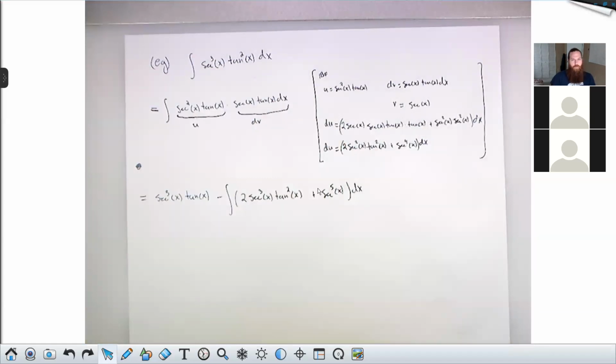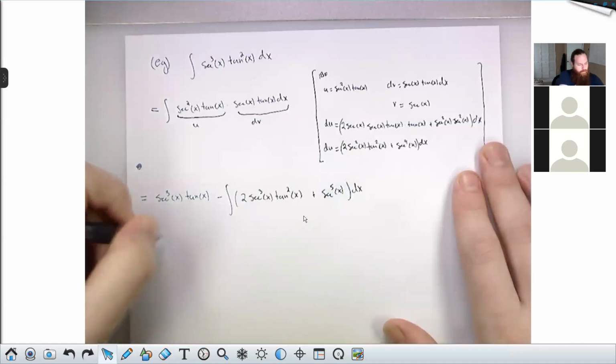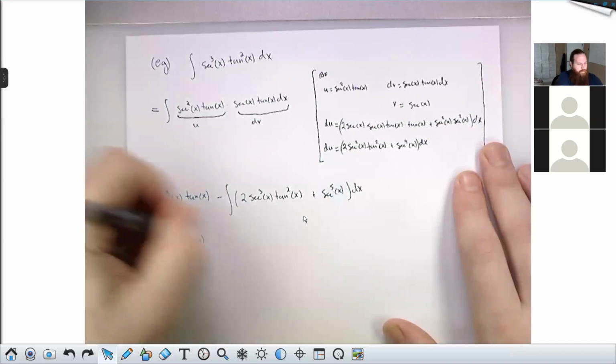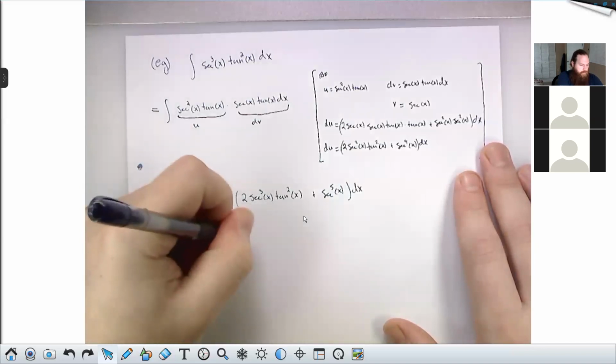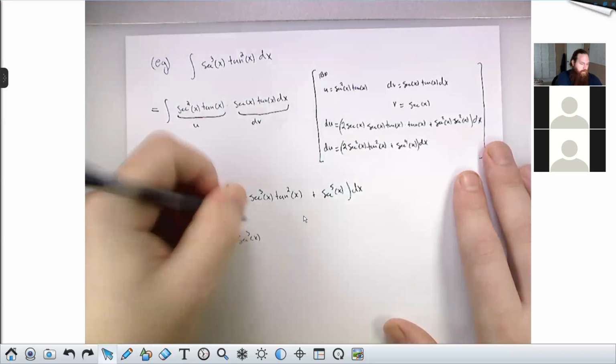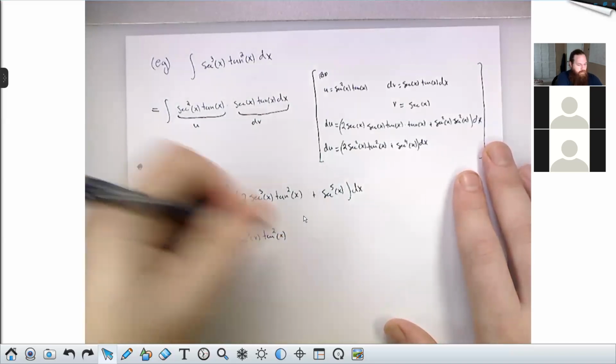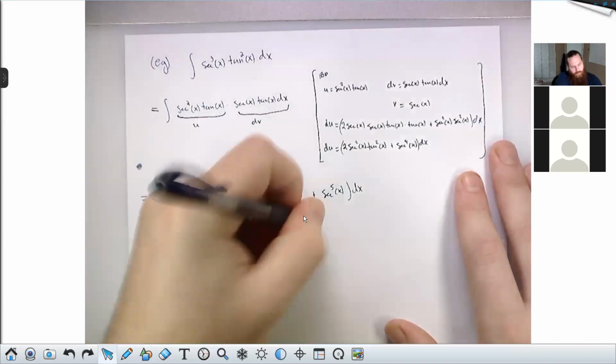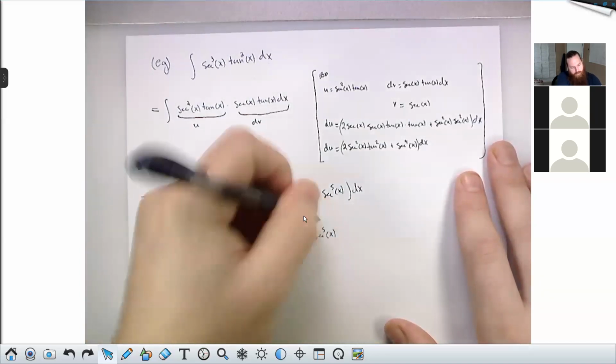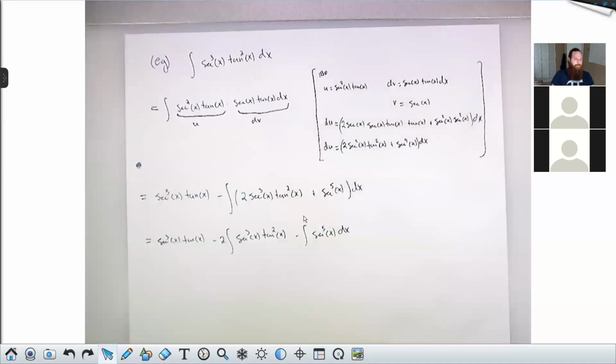Why is that bad news? Because the integral of secant to the 5th is a pain. You can run IBP on this once and reduce it to the integral of secant cubed. But let me just show you how this would work. So we get secant cubed x tangent x minus 2 integral secant cubed x tangent squared x minus integral secant to the 5th x dx. And now it is true that my integral has looped.